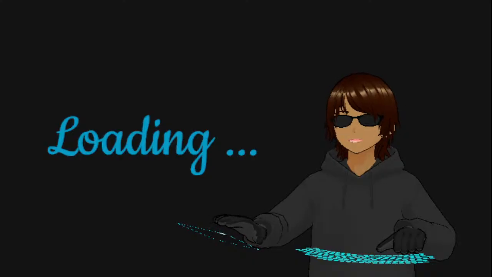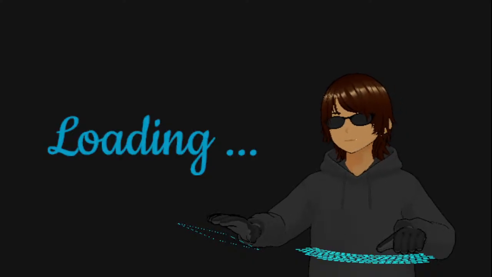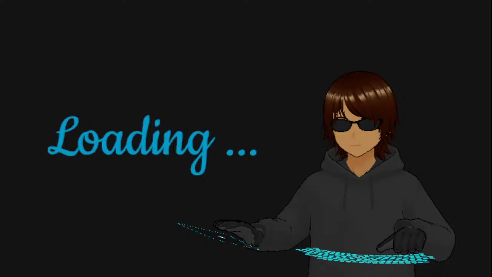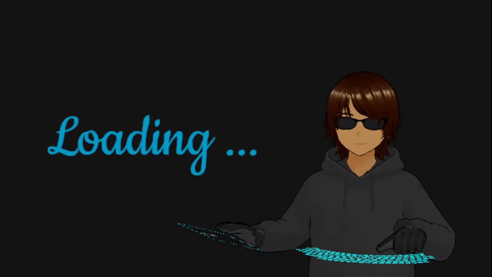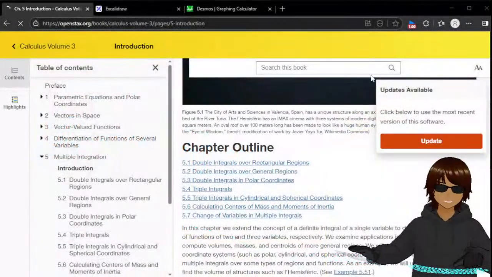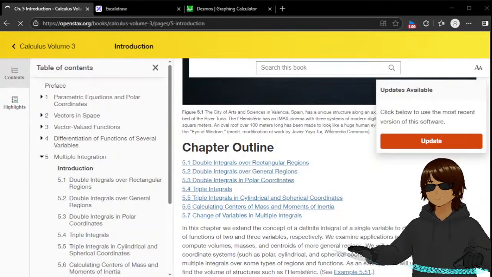Anyways, I'll just change to full screen right now. They say there's an update available. I just want to get rid of this thing.